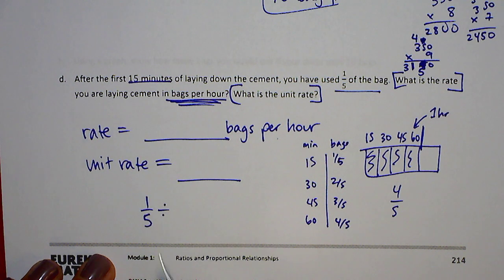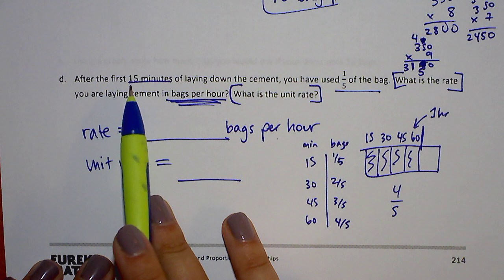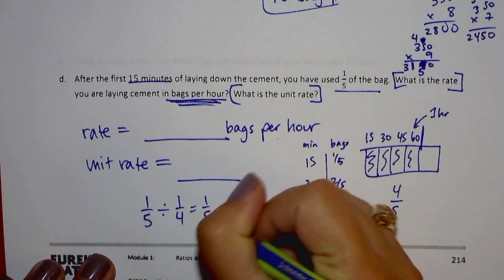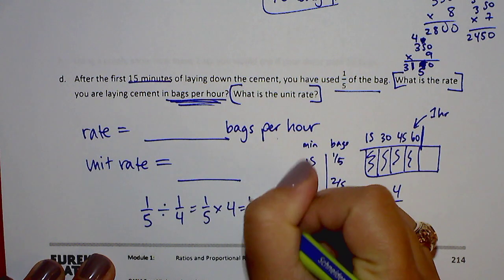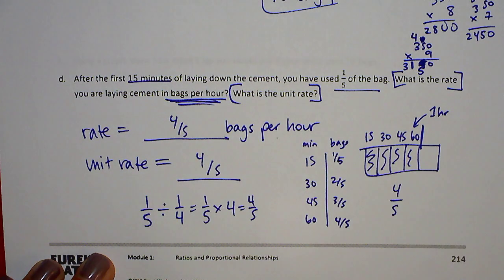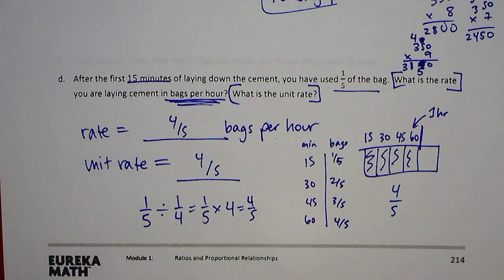Some of you, though, forgot. 15 is not how many hours, it's how many minutes. So hours, this is 1/4 of an hour. Keep, change, flip, that makes 4/5. When you're done with that, flip the page.